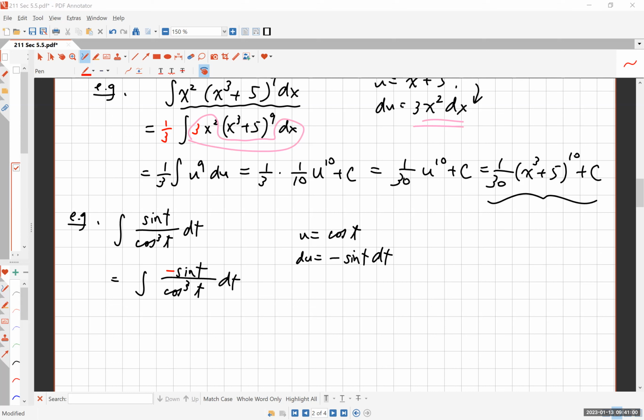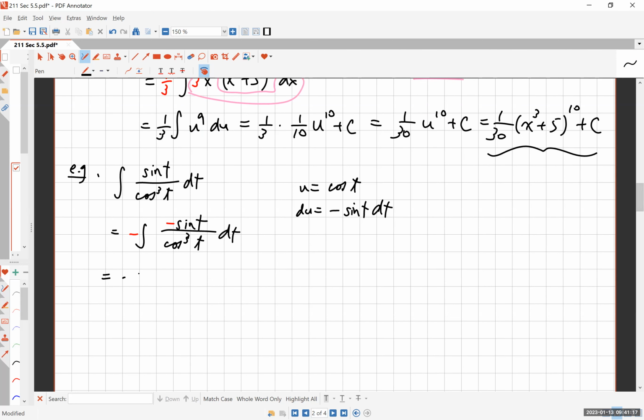So could I just put the negative sign when nobody's watching? Well, you could, but that's going to change the problem. But that's okay. You can easily fix that by putting the negative sign outside. After all, the double negative is positive. Don't tell nobody that. And so it's negative the integral of, you have u cubed in the denominator, and then what do you see on the top? Everything else is negative sine t dt, exactly what you want. So this is negative integral of u to the negative third du.